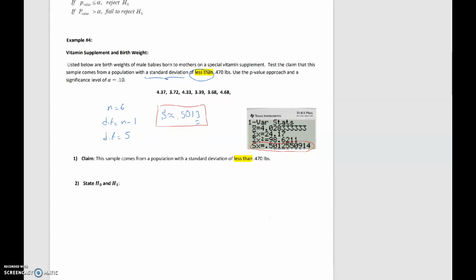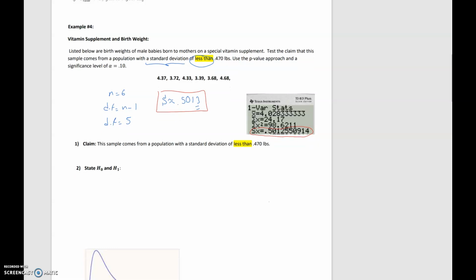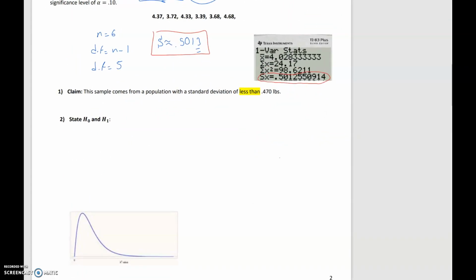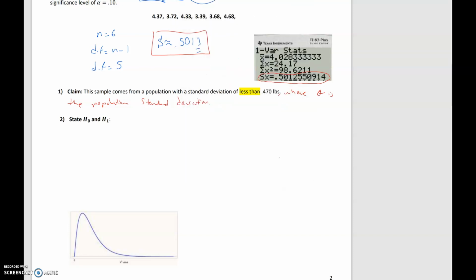Okay. And then, the claim is that in terms of pounds, the standard deviation is less than. So I'm just rewriting it again. And for this one, I'm just going to say where sigma is the population standard deviation. That's just to make it clear that we're talking about a claim on sigma.